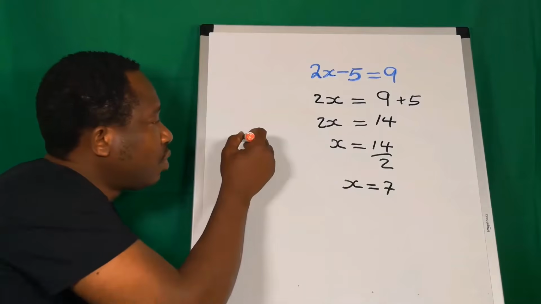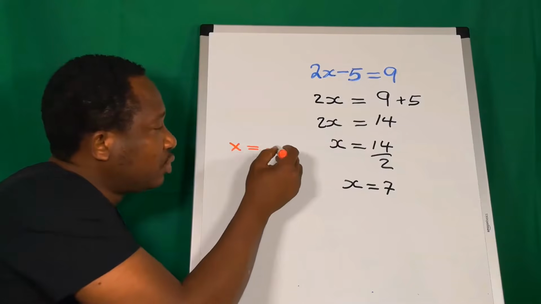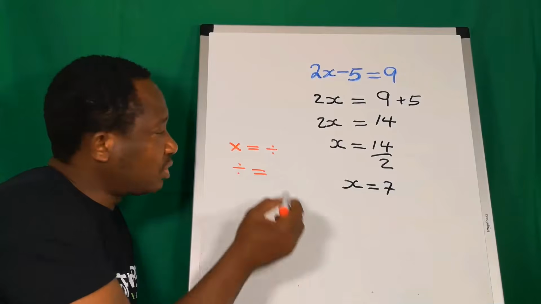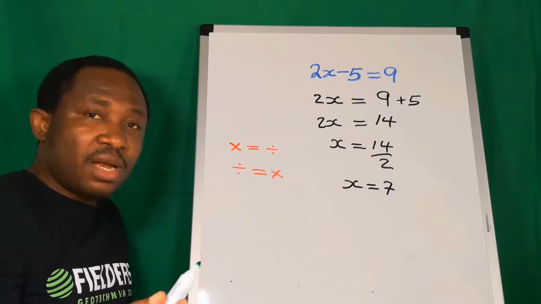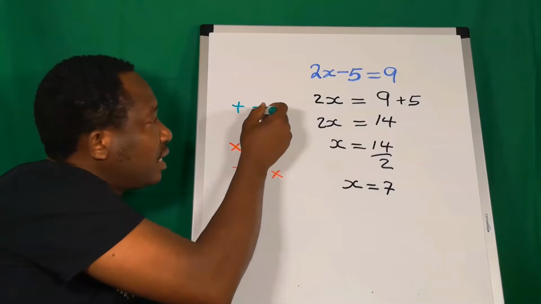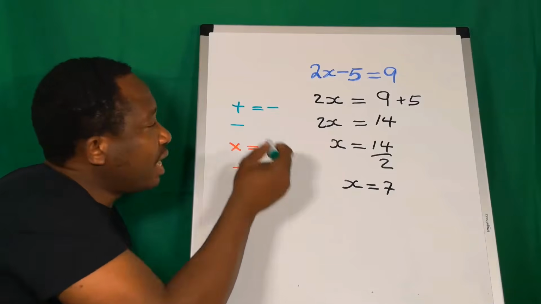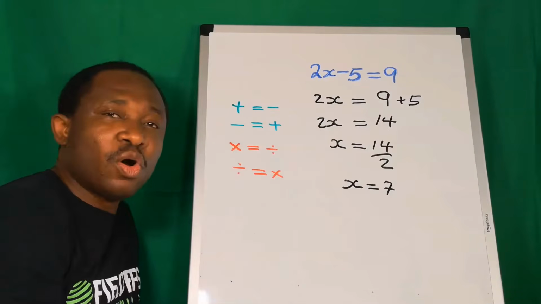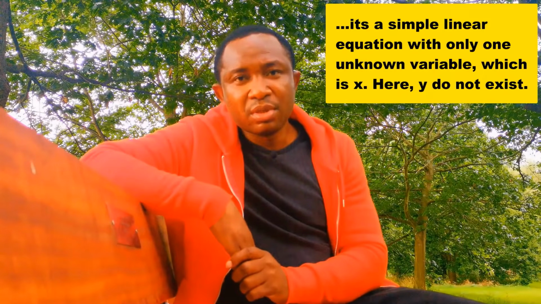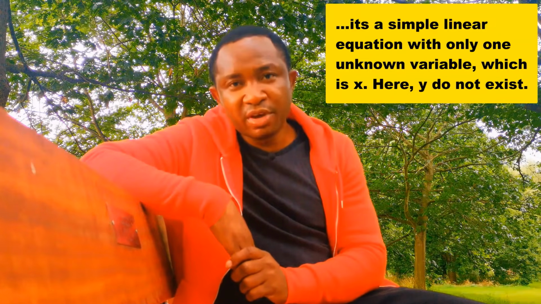Remember that when a multiplying variable moves across the equal sign, it will divide. Also, if a dividing variable moves across the equal sign, it will multiply. Likewise, if a variable is adding on one side, on the other side it will subtract. It will become a minus. And if a variable is minus and it moves across the equal sign, it becomes plus. We can solve this, which is pretty simple because it's a linear equation with only one unknown variable, which is x.